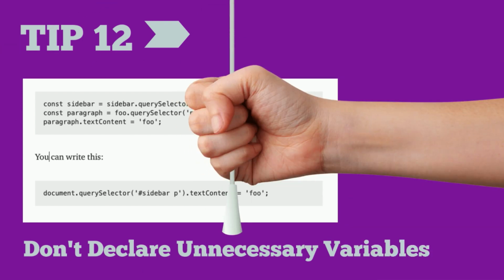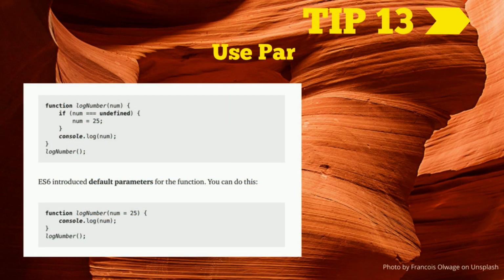13. Use parameter defaults. When you call a function and forget to pass a parameter to it, then the missing argument is set to undefined. In ES5, you needed to do this. ES6 introduces default parameters for the function. You can do this. It's a good habit to assign default values to arguments.